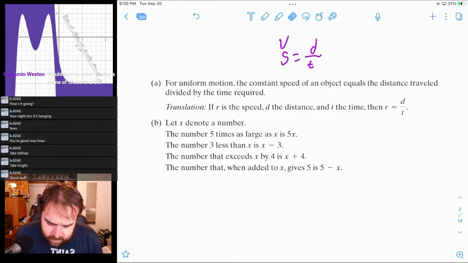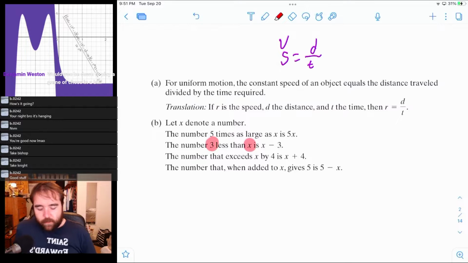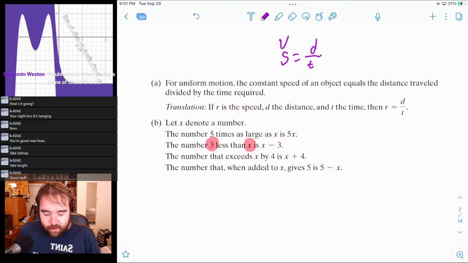All right, and then we'll just read these last examples, just some quick examples. The number 5 times as large as x is 5 times x. The number 3 less than x. That one's kind of hard, you've got to think about it, because notice how the order switches. A number 3 less than x. If something is less than something, think: what is 2 less than 5? That means you take away a 2 from the 5, right? So just because of how English works, those flip around. So 3 less than x is x minus 3.